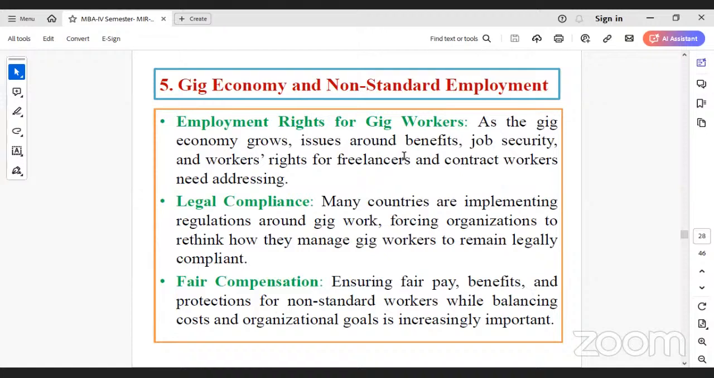Many countries are implementing regulations around gig work, pushing organizations to rethink how they manage it, and fair competition, ensuring fair pay, benefits and protections for non-standard workers while balancing cost and organizational goals is increasingly important. So, what is the important factor here?